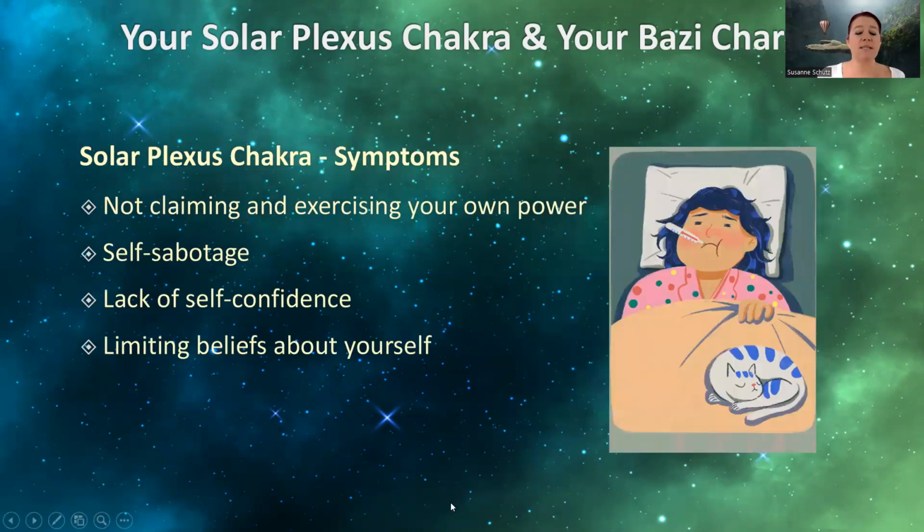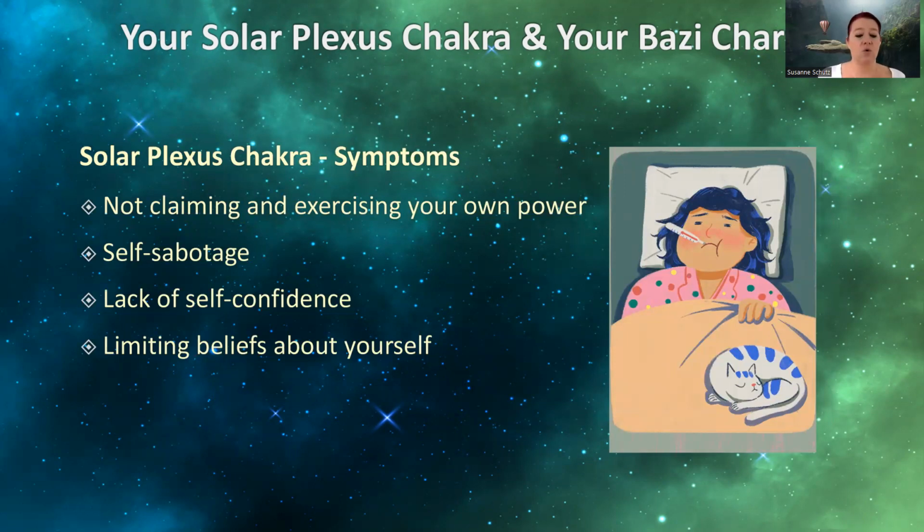Now, as I mentioned, the symptoms of a block like that in the solar plexus chakra very often result in you not claiming or exercising your own power, meaning you don't speak up for yourself, you don't really take any decisions, you have a lack of self-confidence, and you often self-sabotage. Maybe you have a good idea, or you really know that you need to speak up and take a decision, but you just don't do it. Or you take a decision and then you kind of step away from it later on because you lack the confidence to see it through.